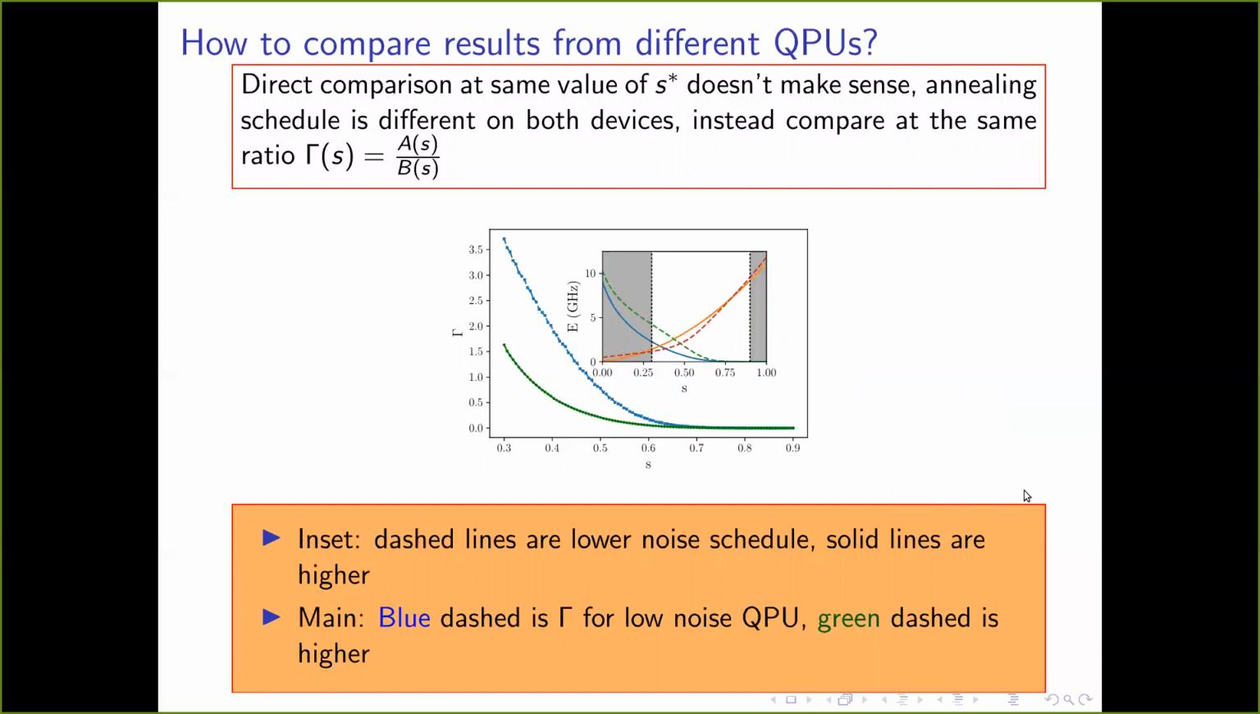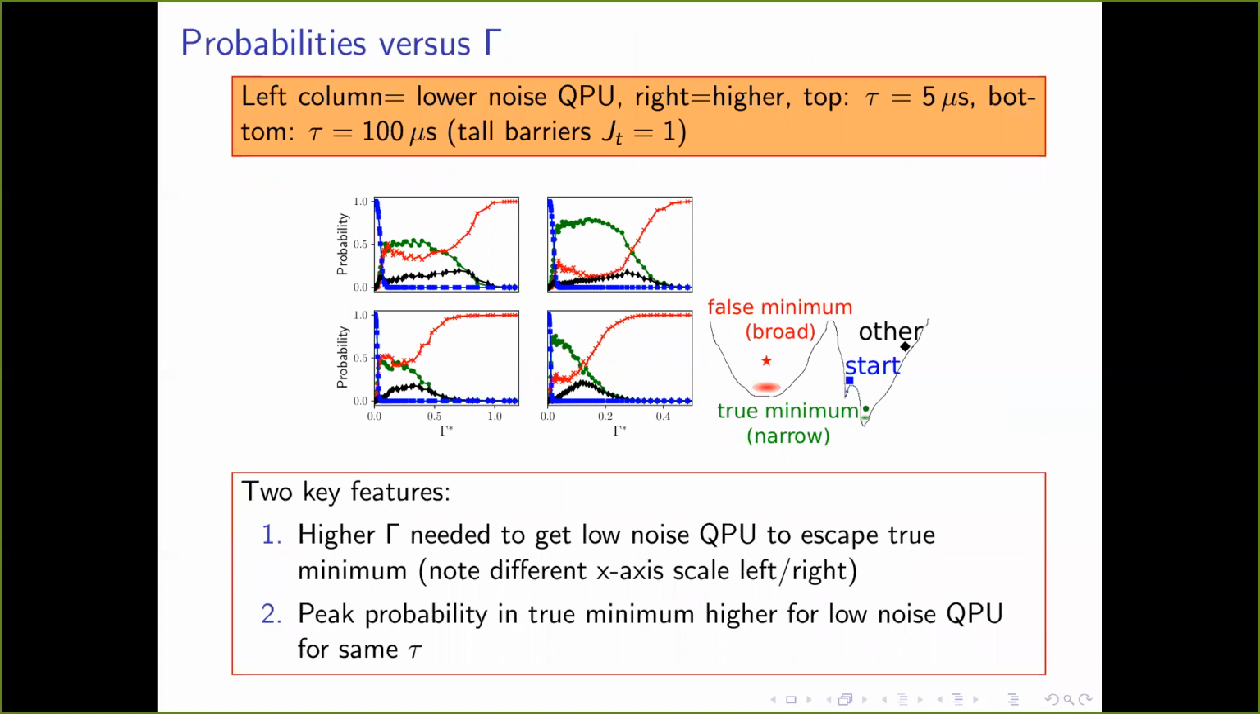And yeah, so if we plot in this way, we can see two effects, two key features. The first feature we notice is that for the lower noise QPU, that's the one on the left, you actually have to go to a much higher gamma star. Notice the different scales here on these x-axes to get to the same success probability, the same probability to be in the true minimum. In other words, it takes, or the false minimum. In other words, it takes more fluctuations to get anywhere than on the higher noise QPU.